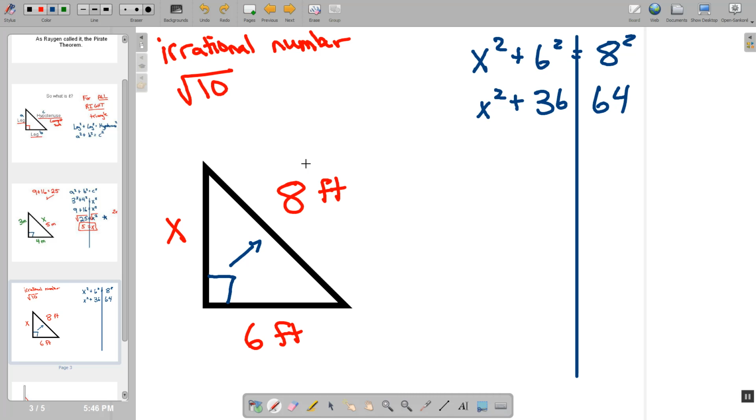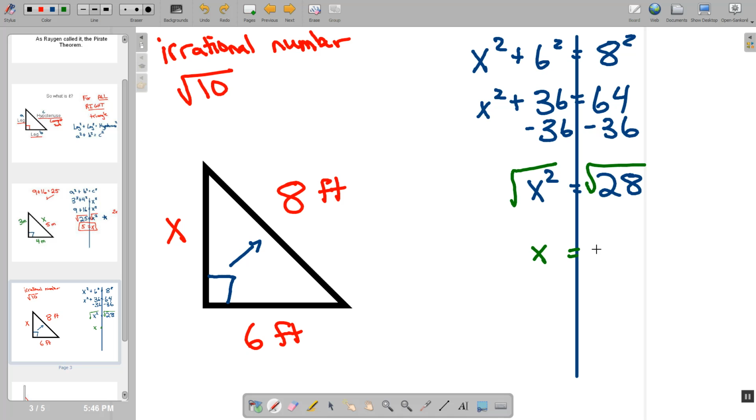Now, since our hypotenuse is 8, our answer better be less than 8. The number one mistake people make here is they will add these numbers instead of subtracting, and they will end up getting an answer that is incorrect. So we get x squared is equal to, in this case, 28. Now, once again, we want to do the opposite of squaring something, which is square rooting something. So we get x is equal to the square root of 28.